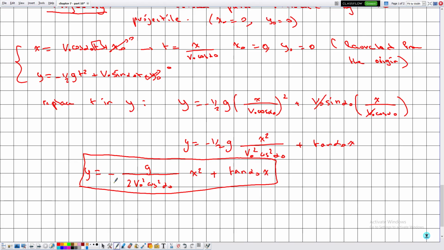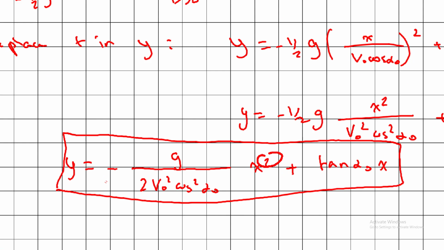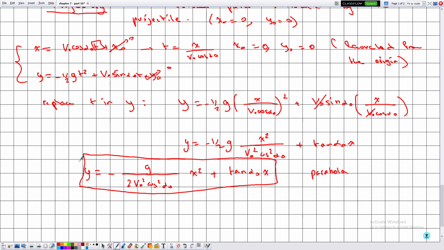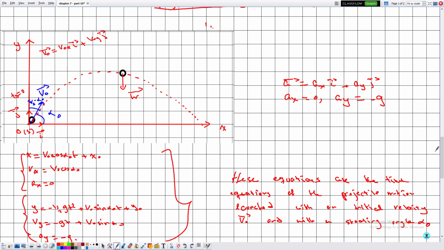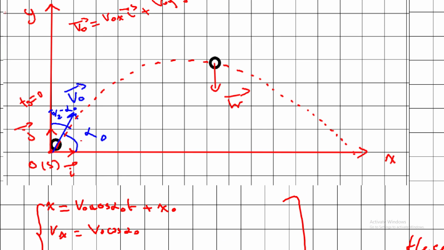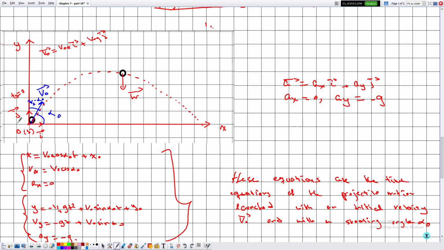So now what's the type of this trajectory? This is a parabola. Why? Because simply it's quadratic in one variable and linear in the other. And indeed, if you refer to the trajectory followed by the projectile, notice that I have traced this as if it was a parabola. So this is the trajectory, which is a parabola.